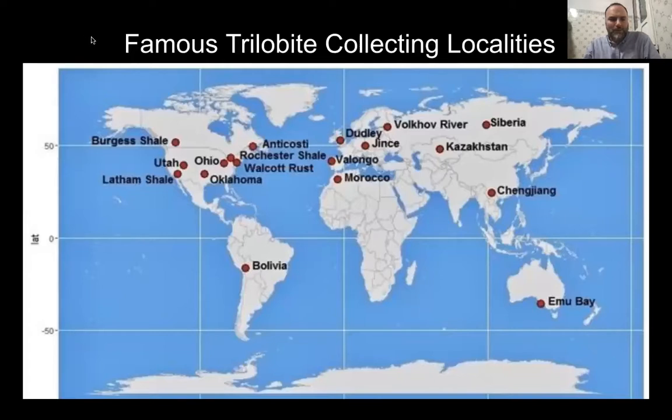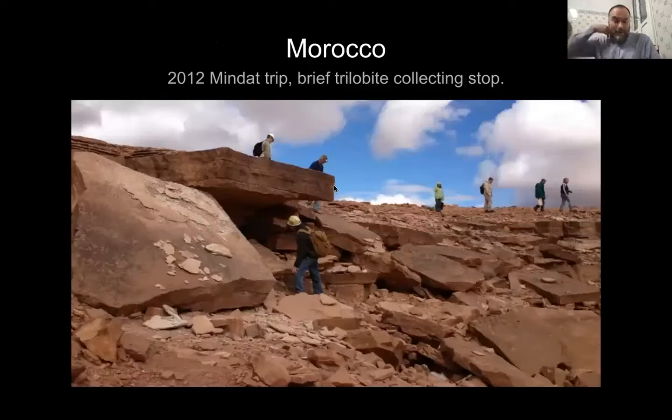So as far as localities, where are they found? They're found almost everywhere, but there are some famous places shown on the map here. Morocco produces prodigious amounts of trilobites. There's just so much there. Well, I'll start with that, but I actually went there.